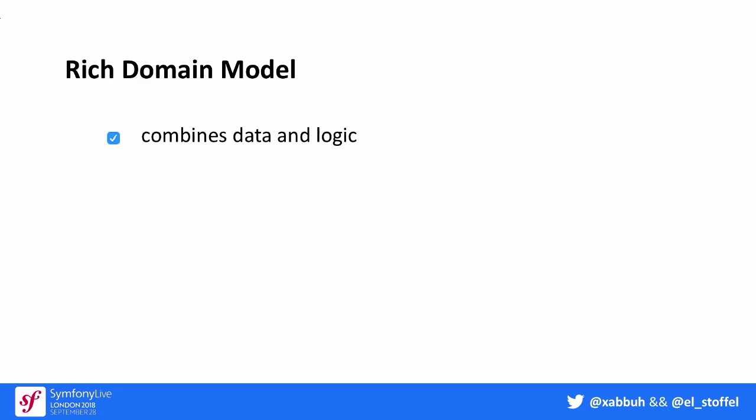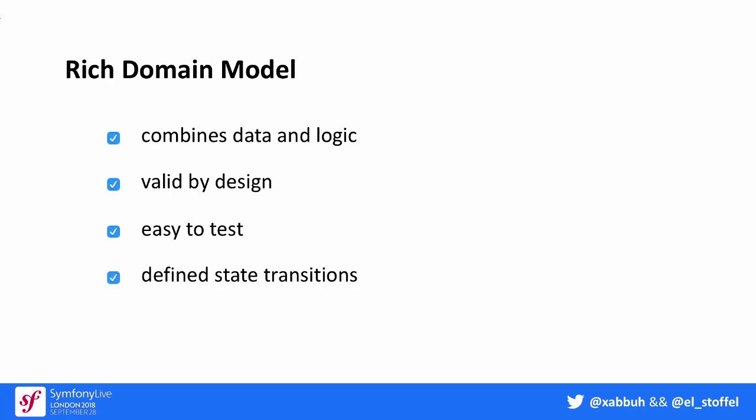So we have the data like before, but we also have logic that brings us a valid entity by design. So it's quite easy to test because we can write unit tests for state transitions and stuff like that. And the good thing is that we have defined state transitions, like when we have a category, we want to rename the category. And we can define which parts should be changed on a rename action. It's quite easy. You can set the name.